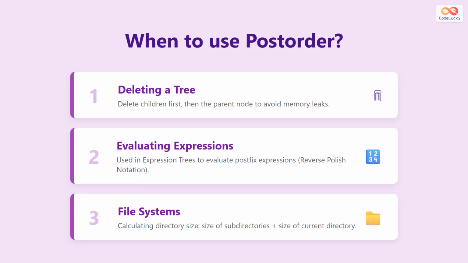Why do we use this? Postorder is excellent for deleting a tree because you remove the children before the parent, preventing memory errors. It is also used to evaluate mathematical expressions written in postfix notation and for calculating directory sizes in file systems.